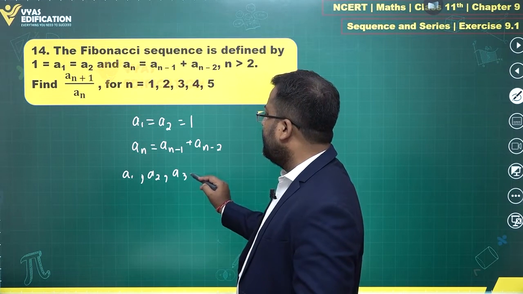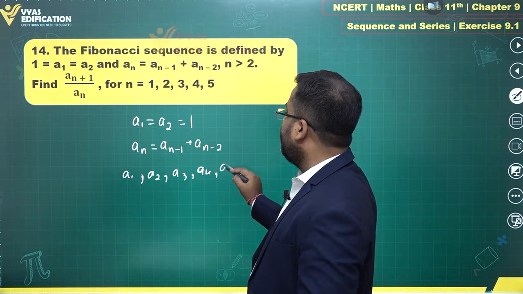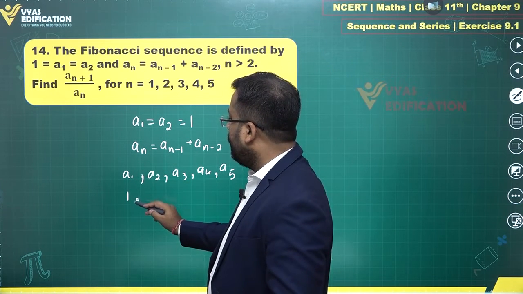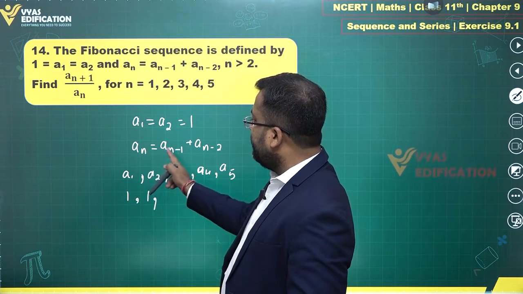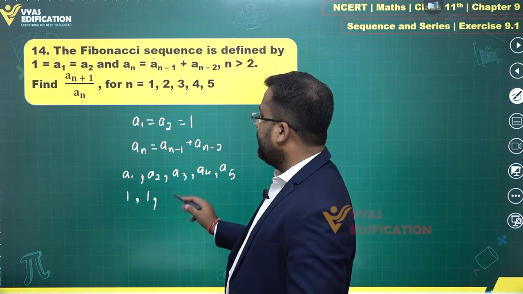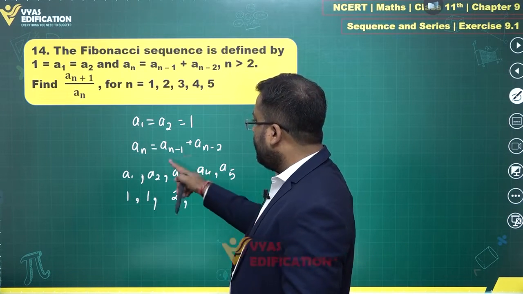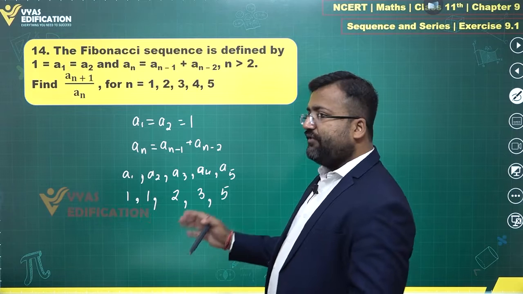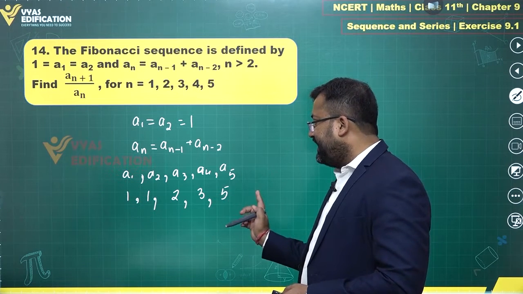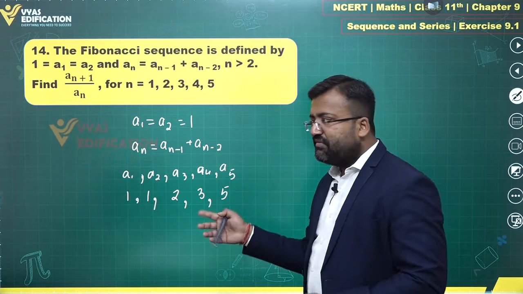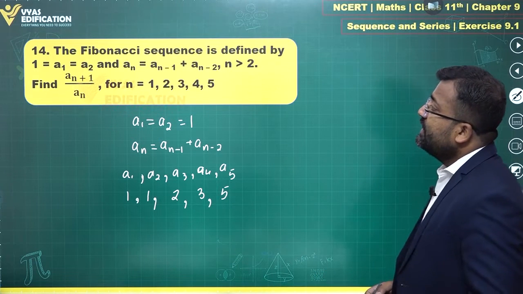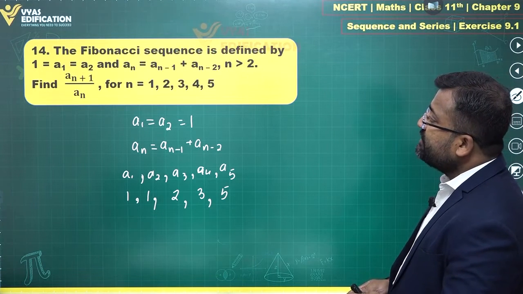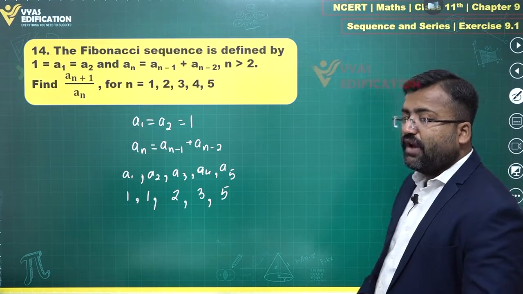A1, A2, A3, A4, A5, if these are the terms of the sequence, A1 and A2 are 1 and 1. A3 will be A2 plus A1, the sum of these two. Then A4 will be the sum of the previous two terms, which is 3. A5 will be the sum of these two terms, which is 5. And if you continue further, the next term will be 8, and 8 plus 5 will be the next term. Then continuously adding them will give you the sequence. The Fibonacci sequence is defined by this. Find An plus 1 upon An for n equals 1, 2, 3, 4, 5.